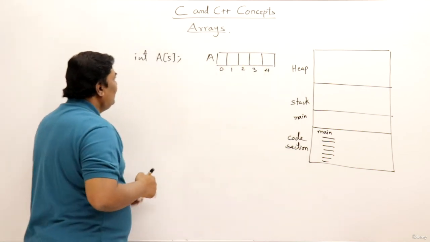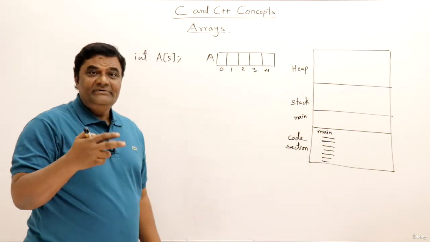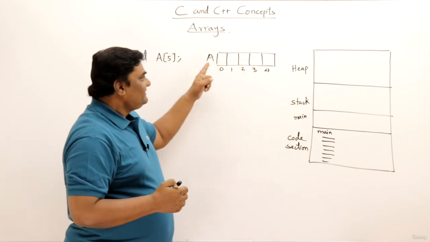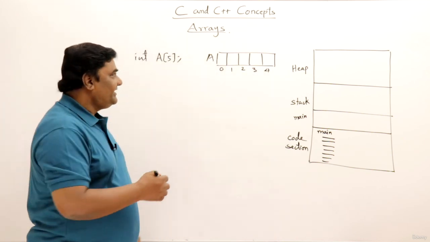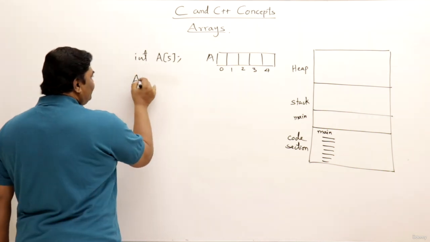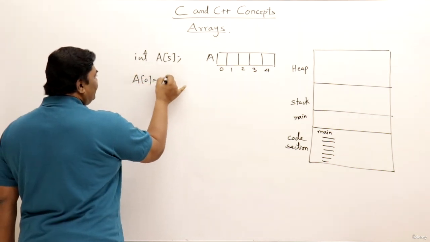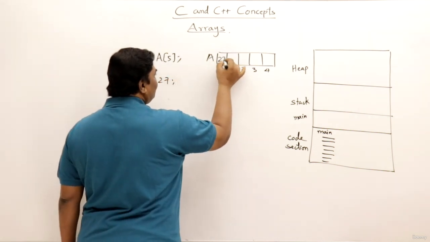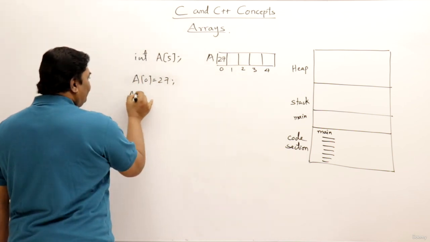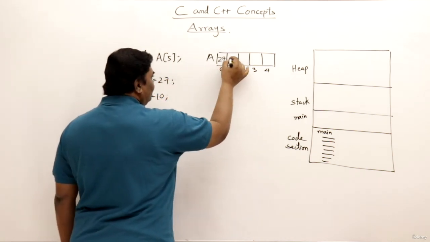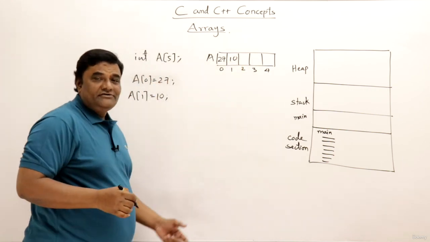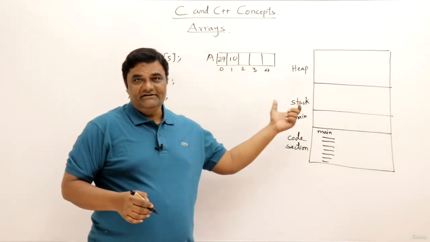And if we assume an integer takes 2 bytes, then these are a total of 10 bytes, 2 bytes each. Now each location can be accessed with the help of an index, like a of 0 assigned 27, so I can store 27 at this place. Now a of 1, if I want to store something, I can store a value 10 here. So you can have a group of elements together at one place.